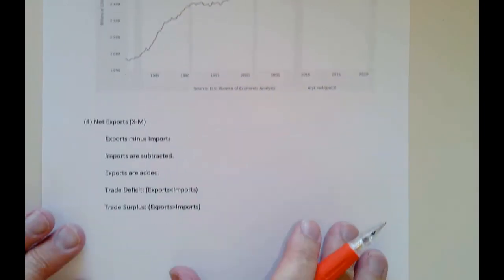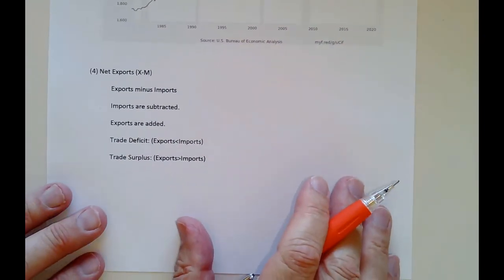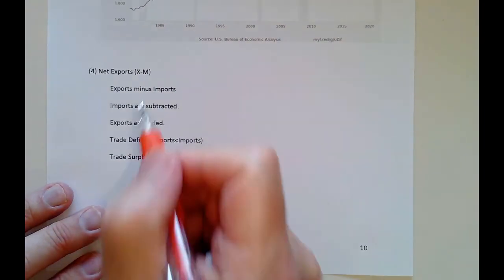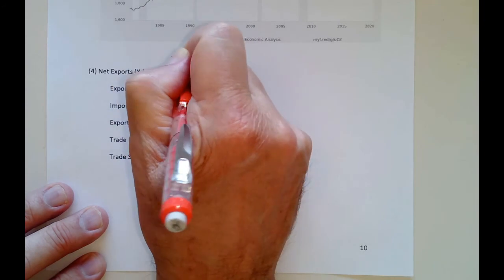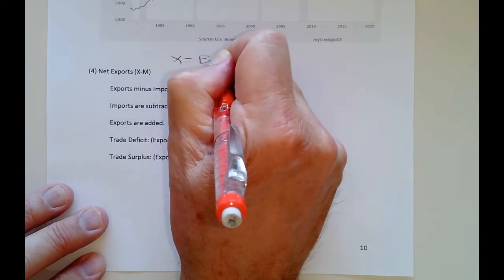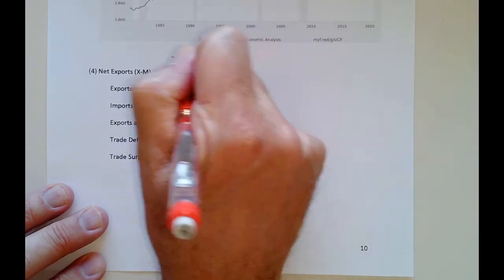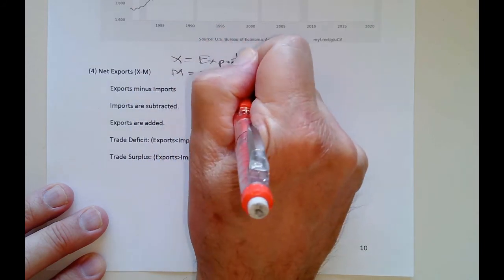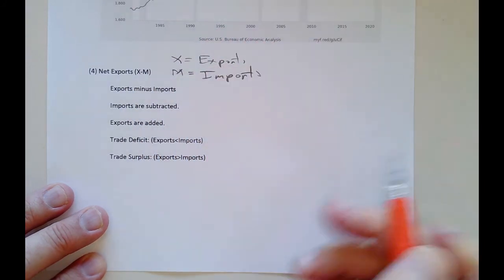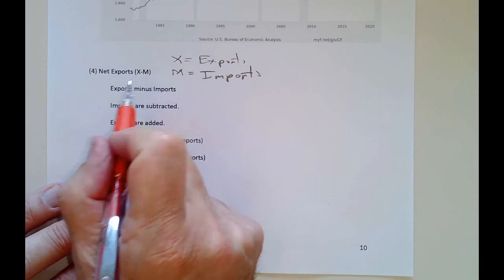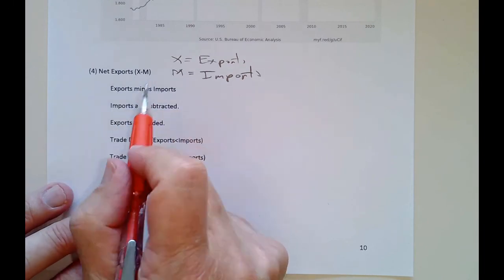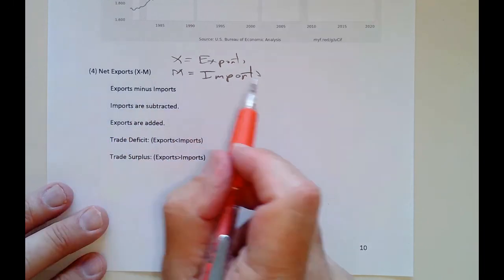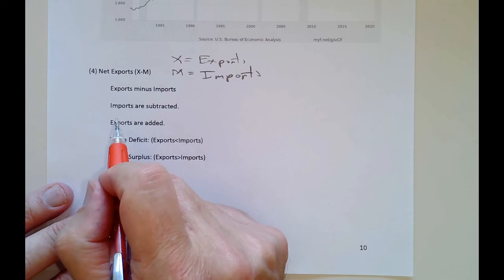The last sector is net exports. X stands for exports, and M stands for imports. And so exports minus imports would be our net exports. Exports represents money, or sorry, not money, but goods being shipped out and the money coming in for them. And imports would be things we buy from abroad.